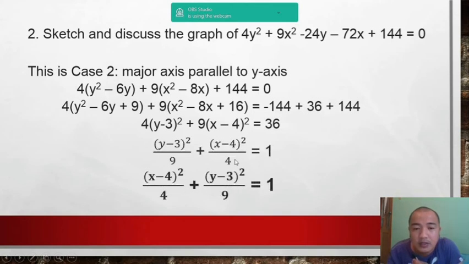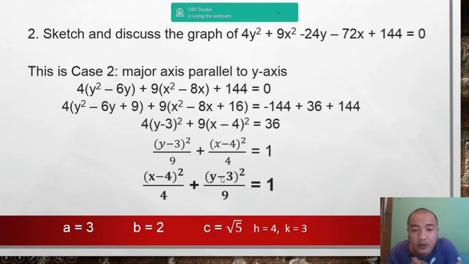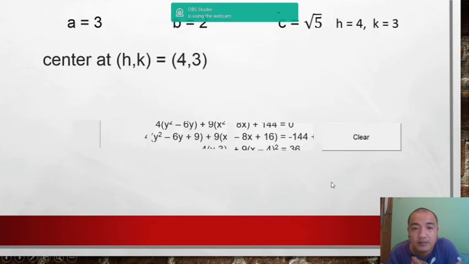So obviously, from the equation here, you interchange the position of x and y, so that we can determine that this is case 2, because the denominator of y is greater than the denominator of x. From the solved equation, we can now determine the value of a, which is the square root of 9, 3. b, the square root of 4, is 2. And c is the square root of 9 minus 4, which is the square root of 5. And the center is at (4, 3), meaning h is 4, k is 3.